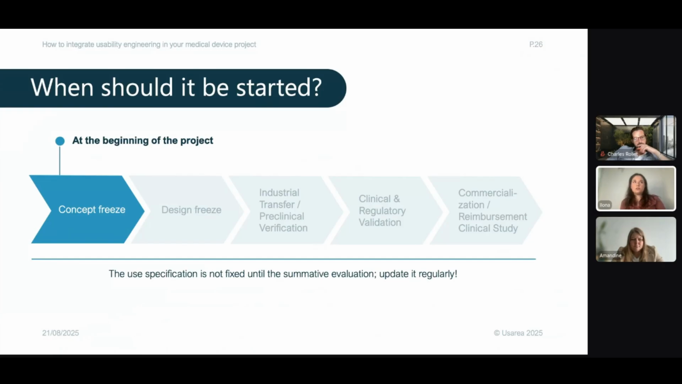And there is a good chance that you are already collecting a lot of this information during your market research at the beginning of your project. So it's really a great opportunity to gather all the information you need for the use specification. You can use your market research, or you can also decide to run specific studies like interviews, surveys, observation, etc. And also keep in mind that it's not fixed. You write it at the beginning, but you will certainly need to update it regularly through the process.